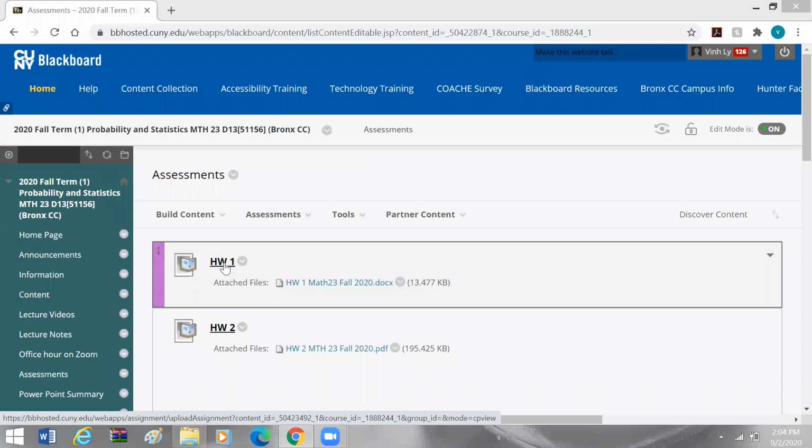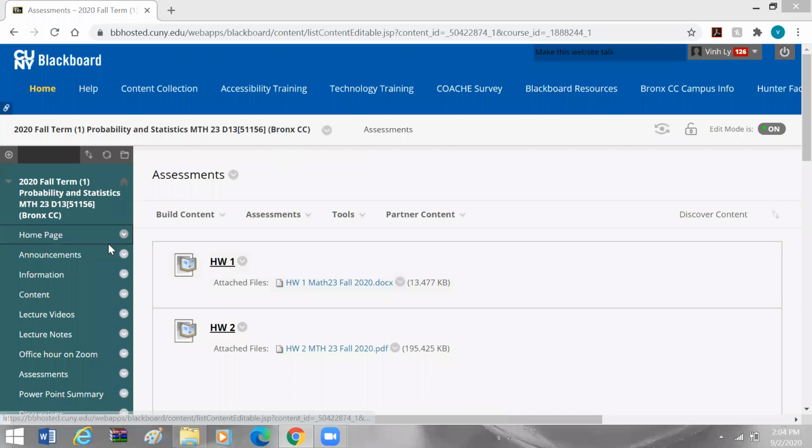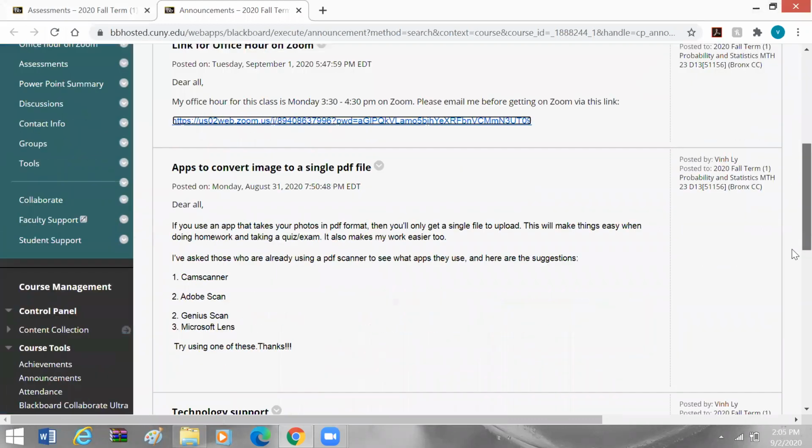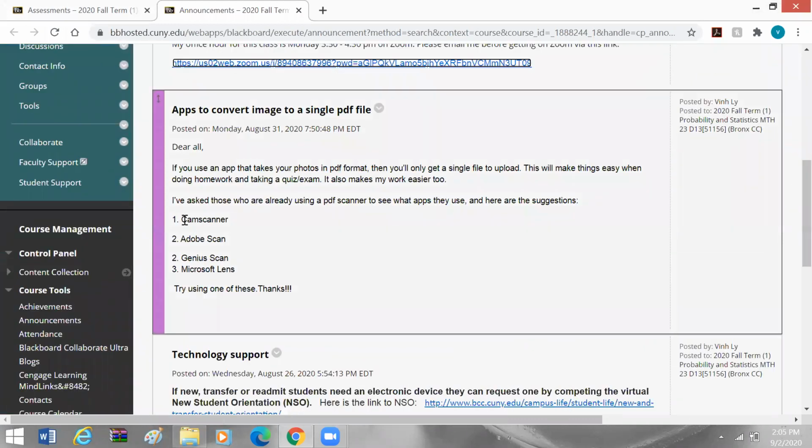If you don't know how to submit them, I recommend people go to the announcement. You're going to use one of these apps: CamScanner, Adobe Scan, Genius Scan, Microsoft Lens. Out of those are possibly the best apps for you to convert into the PDF file.